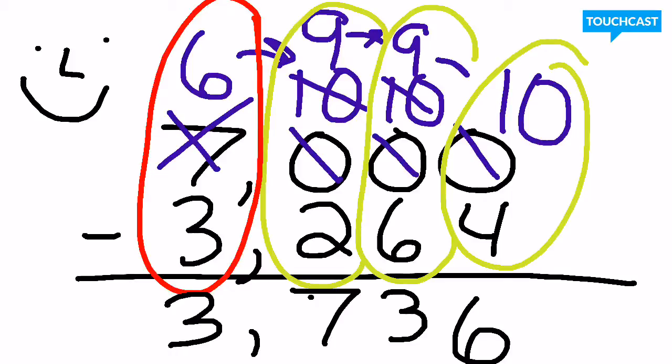That is what's going to help you when you see a number on the top that has a whole bunch of zeros.